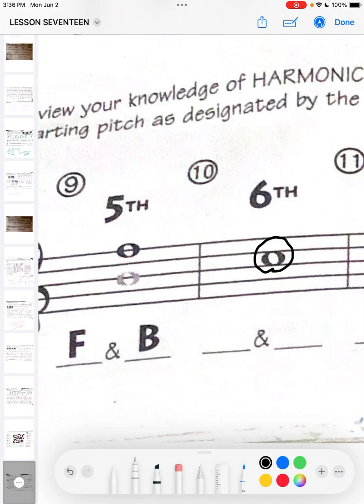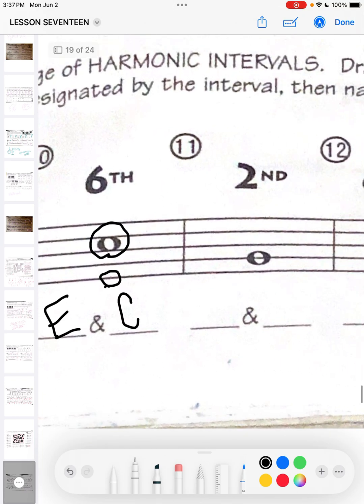Alright, so if you have to, count them backwards. So it'll be C, B, A, G, F, and E, and you draw it down here. That is E and C, that's a 6. A second going down here is G and F. So F and G.